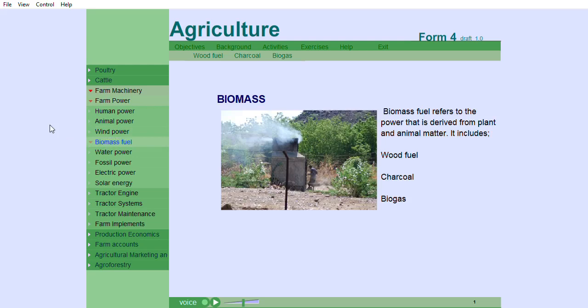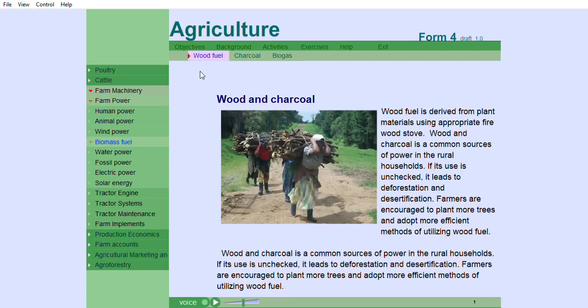Biomass. Biomass fuel refers to the power that is derived from plant and animal matter. It includes wood fuel, charcoal, and biogas. Wood and charcoal. Wood and charcoal is a common source of power in the rural households. If its use is unchecked, it leads to deforestation and desertification. Farmers are encouraged to plant more trees and adopt more efficient methods of utilizing wood fuel.